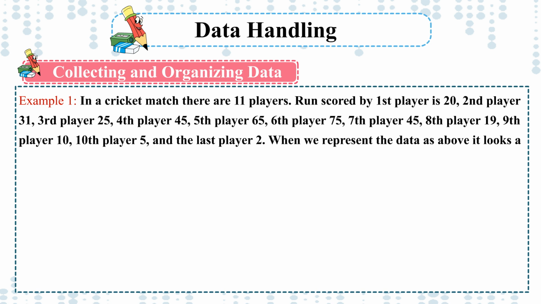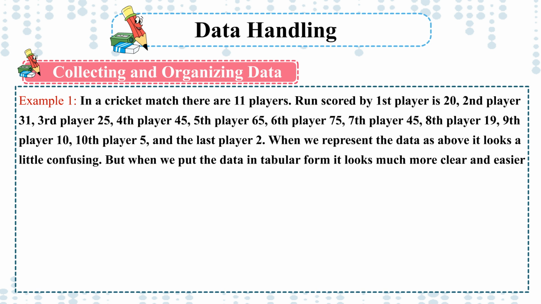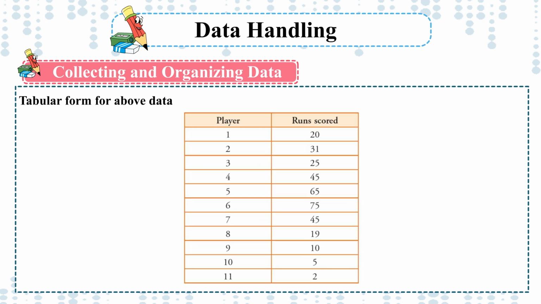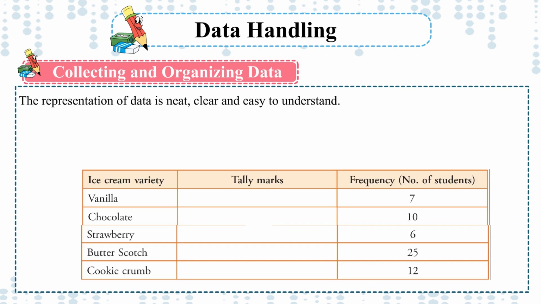When we represent the data as above, it looks a little confusing. But when we put the data in tabular form, it looks much more clear and easier to understand. Tabular form for above data. Player, runs scored: 1, 20; 2, 31; 3, 25; 4, 45; 5, 65; 6, 75; 7, 45; 8, 19; 9, 10; 10, 5; 11, 2. The representation of data is neat, clear and easy to understand.